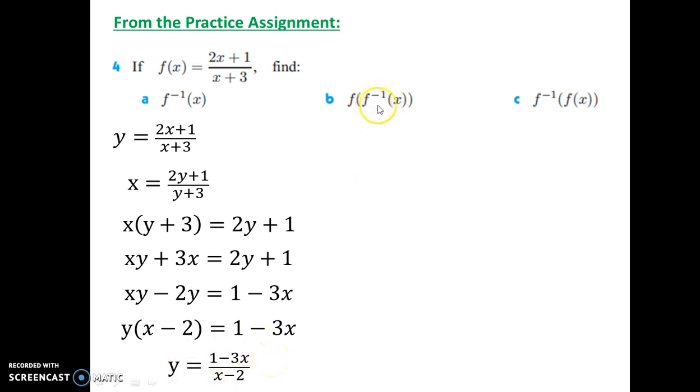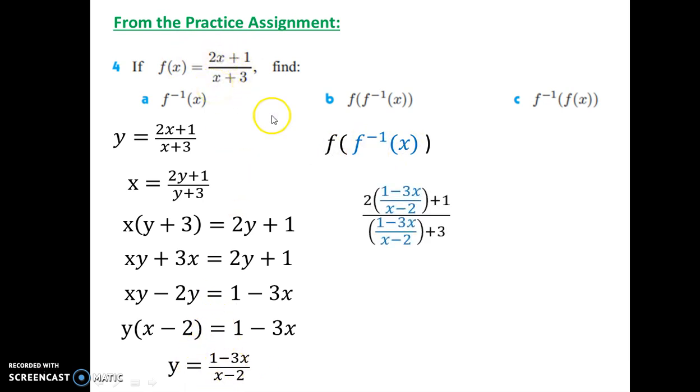Now it has you in this question try both of those, and if you do them both right, you will get x. Let's try the first one. You can try the second one on your own. So here I'm going to put the inverse into the original. So here's the original. I'm going to take this inverse, put it into here and here. So there it is. The original, both x's have been replaced by the inverse.